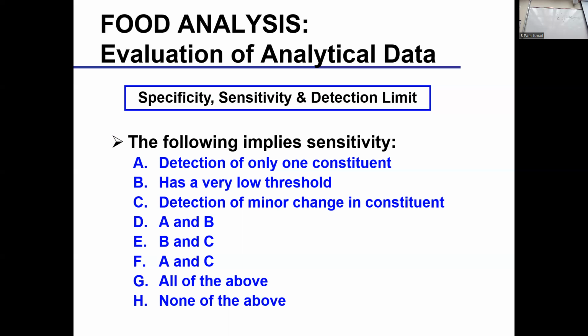So, yes, sensitivity is basically detecting very, very small difference between a couple of samples. The more sensitive the method, the more it is going to detect a very small difference between two samples. The first one, A, is detection of only one constituent. This has to do with specificity, how specific your assay is. The very low threshold has to do with detection limit. How low can we go in detecting and being confident in our analyses? How low of a concentration we can detect and measure?